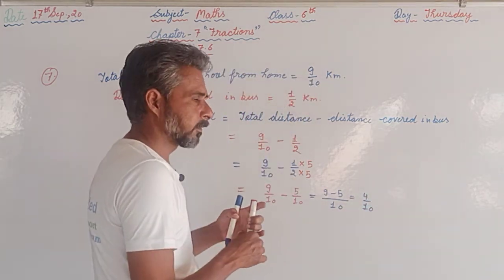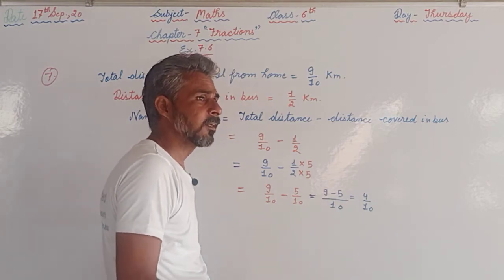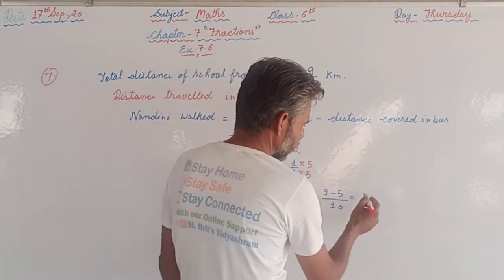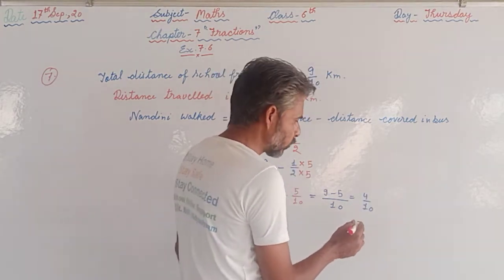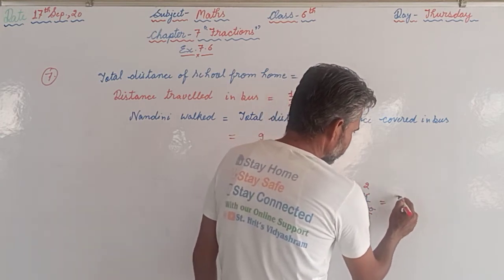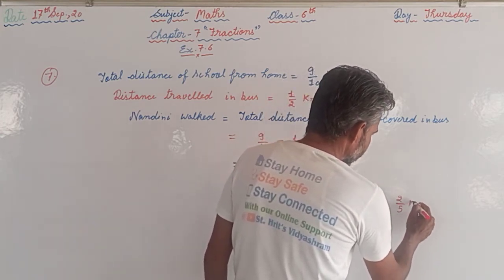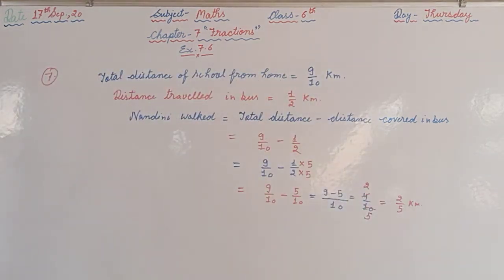Now that 4 upon 10, that fraction is not in its lowest form. So we are supposed to divide by a common factor, that is, 4 and 10 are both in the table of 2. So 2 twos are 4, 2 fives are 10. So 2 by 5 kilometer was the distance which she walked.